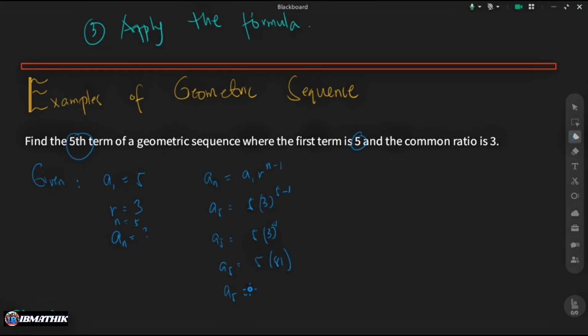The answer will be 5 times 81, 405. So our fifth term will be 405.